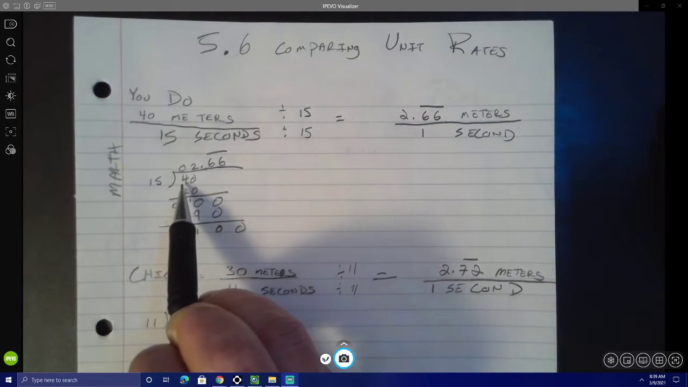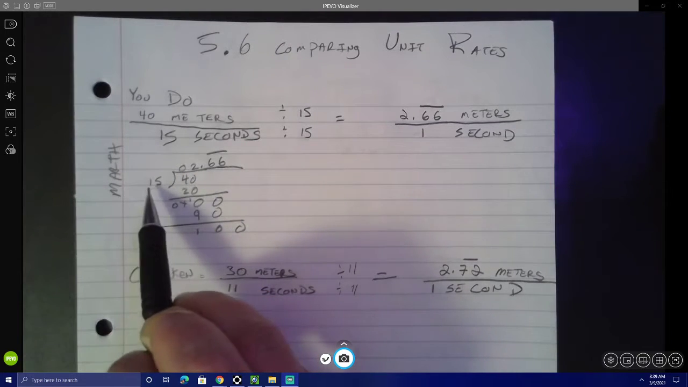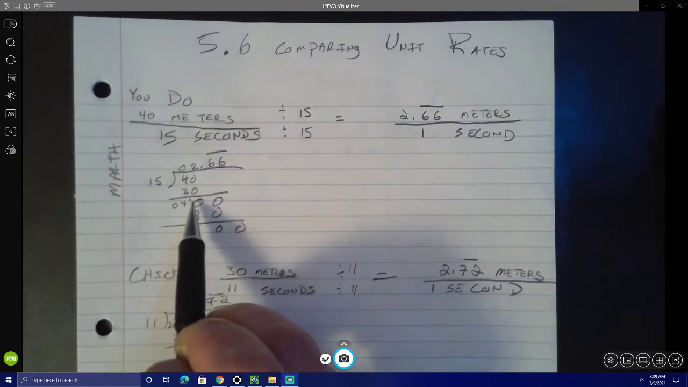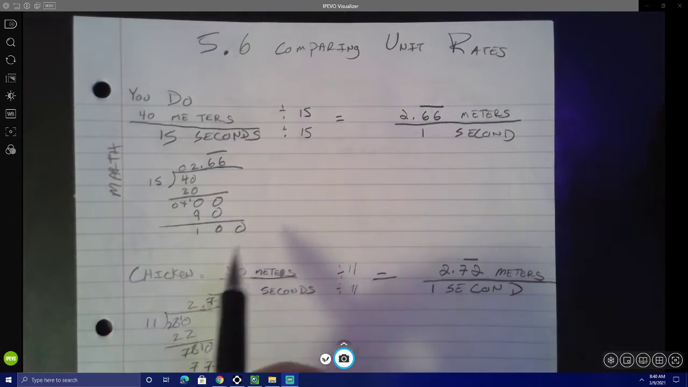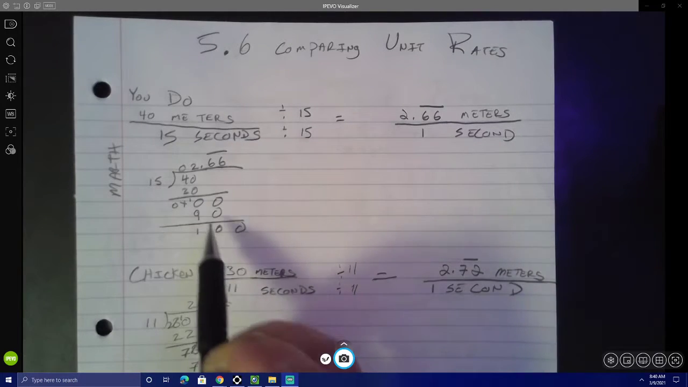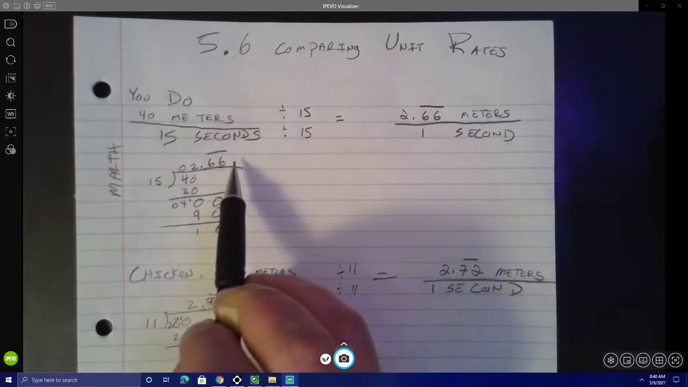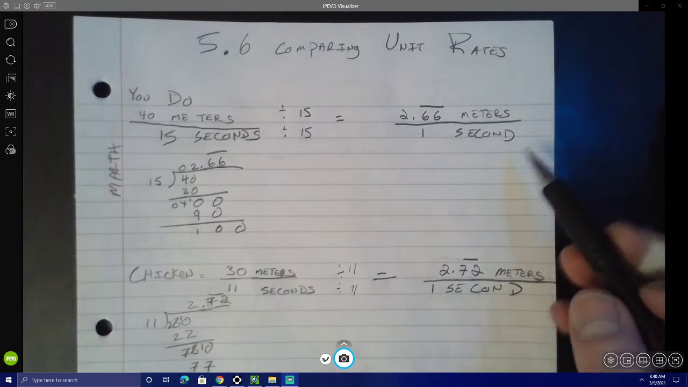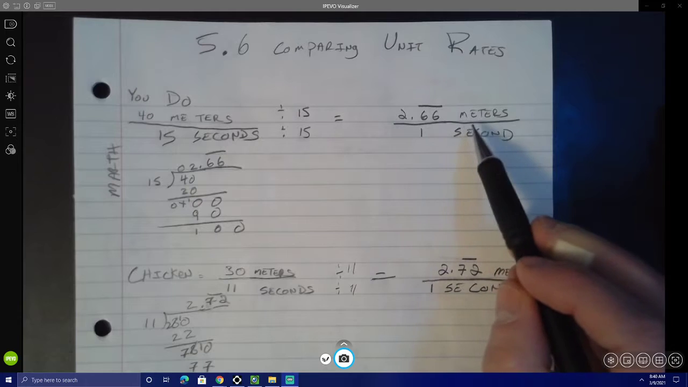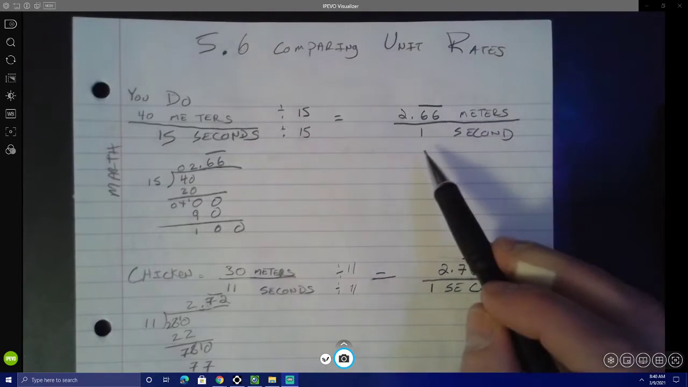I know 15 can't go into 4, so I put a 0 there. 15 can go into 42 times, and that leaves 10. I get a remainder of 100, and I see that I get 0.6 repeating. So I know Marth's unit rate for him running is 2.66 meters per second.